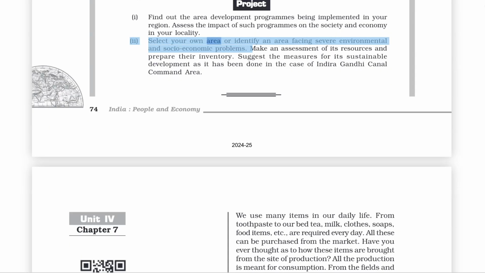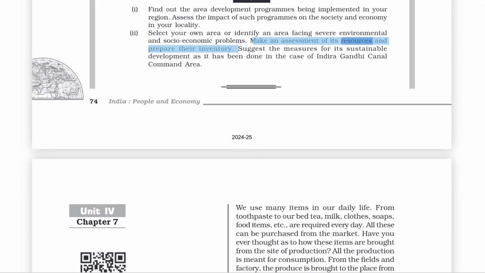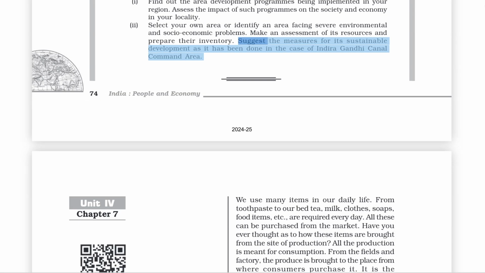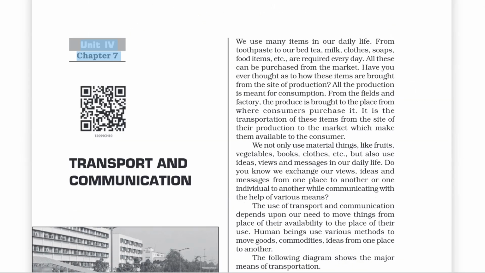2. Select your own area or identify an area facing severe environmental and socioeconomic problems. Make an assessment of its resources and prepare their inventory. Suggest the measures for its sustainable development as it has been done in the case of Indira Gandhi Canal Command Area.